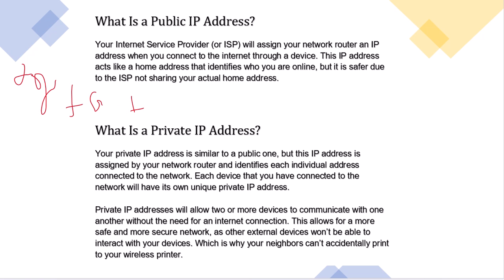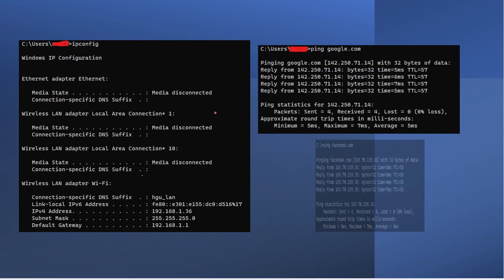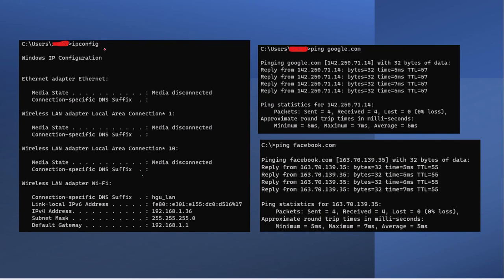For example, let's see my computer's IP address and some web applications' IP addresses. This is my computer. I just put ipconfig in the command prompt. So this is my IP address, 192.168.1.36. This is a private IP address, not a public one. If I take the example of google.com and ping Google, it takes 142.250.71.14. This is the public IP.